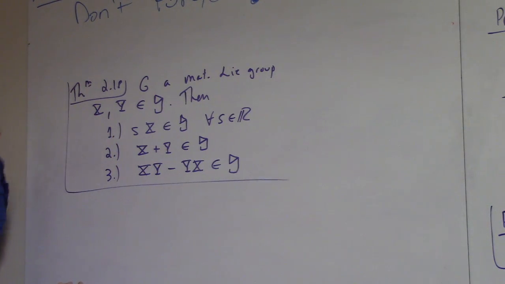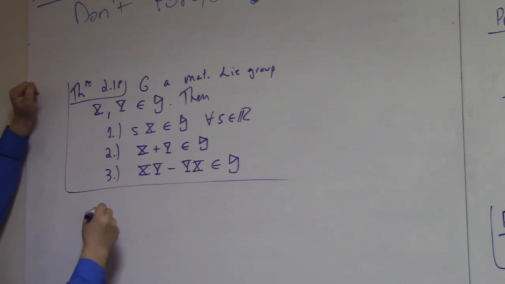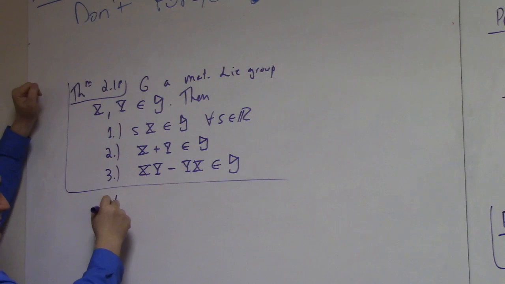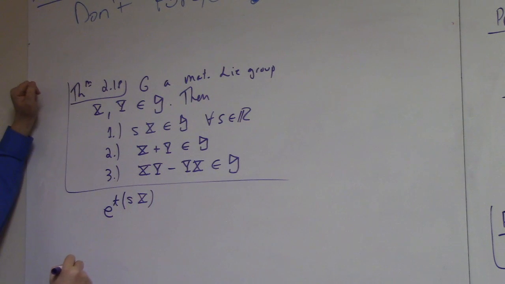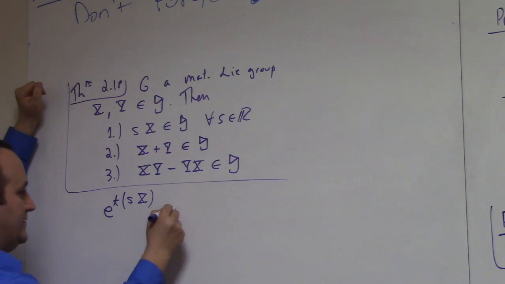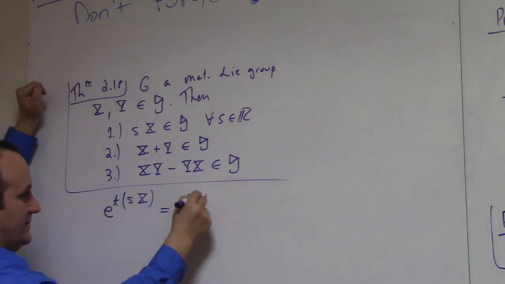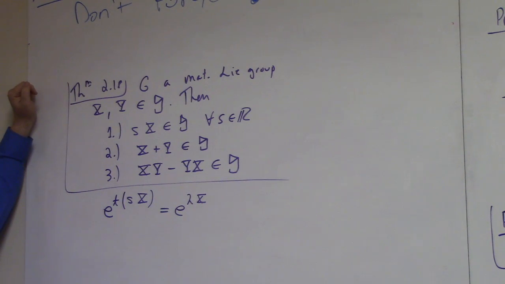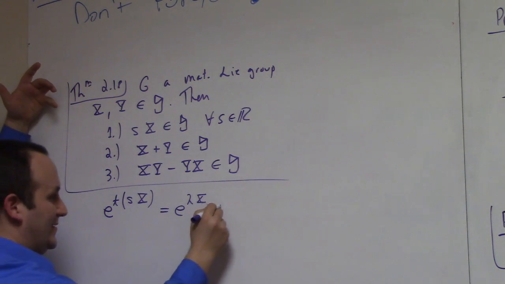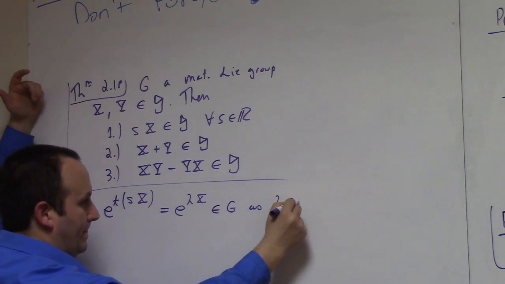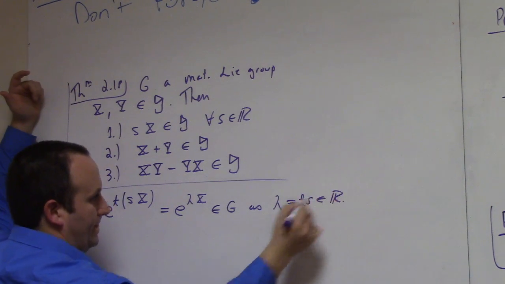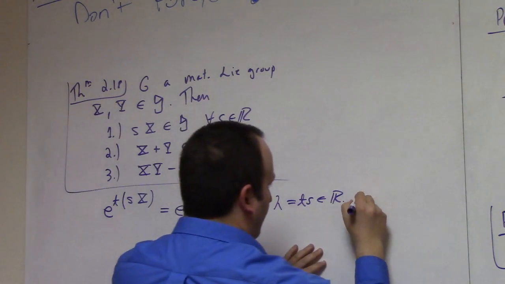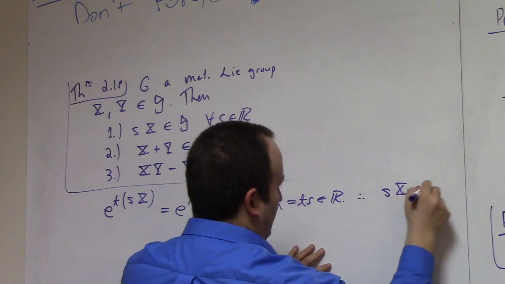So what happens here? We look at e to the t times sX. What do you get then? This is nothing more than e to the lambda X, where lambda is some real number, lambda equals st. And since X is in the Lie algebra of G, this is an element of G. So therefore, s times X is an element of frak G as well.